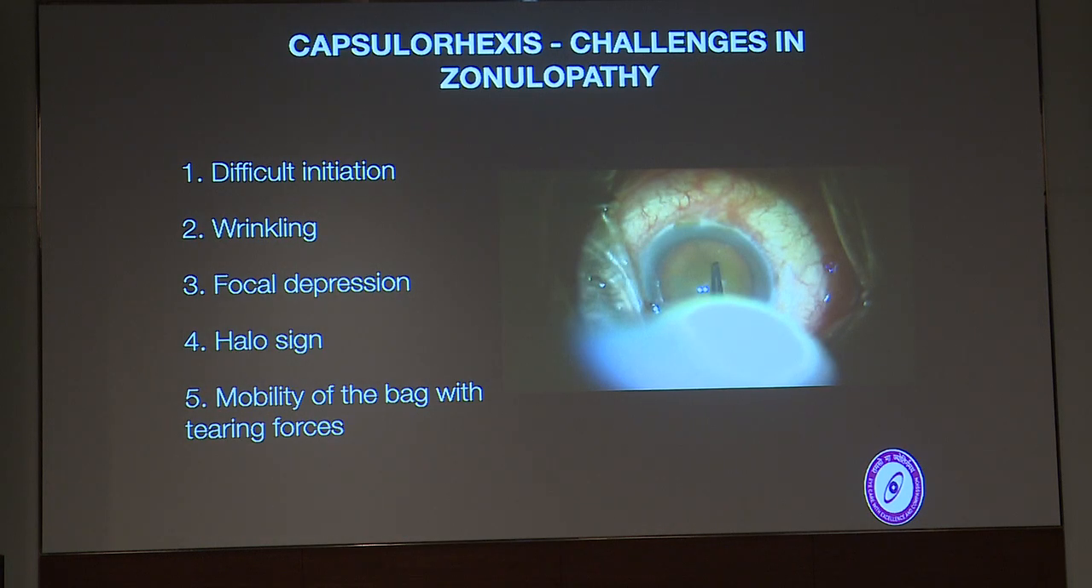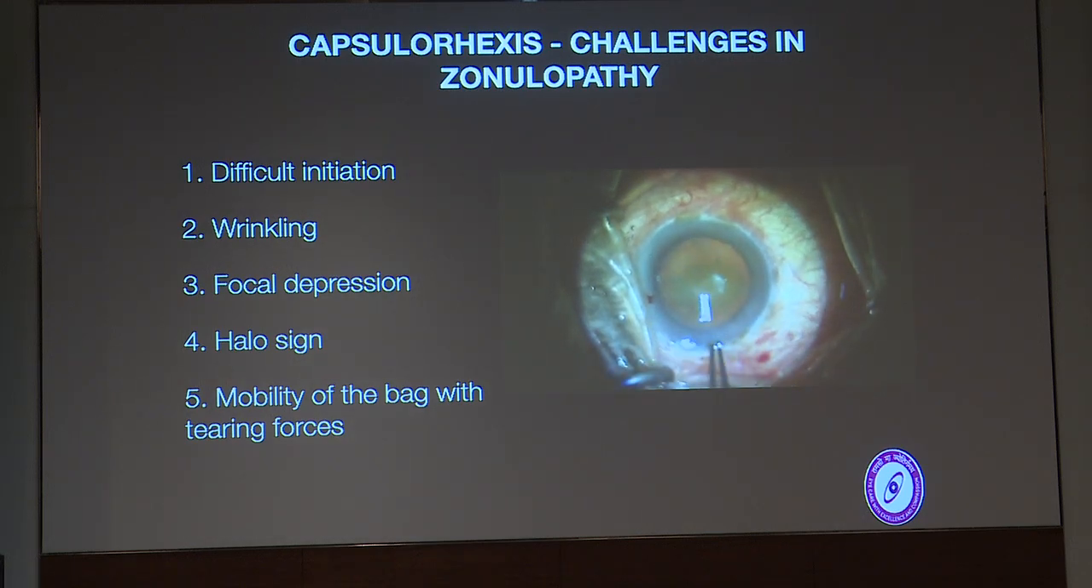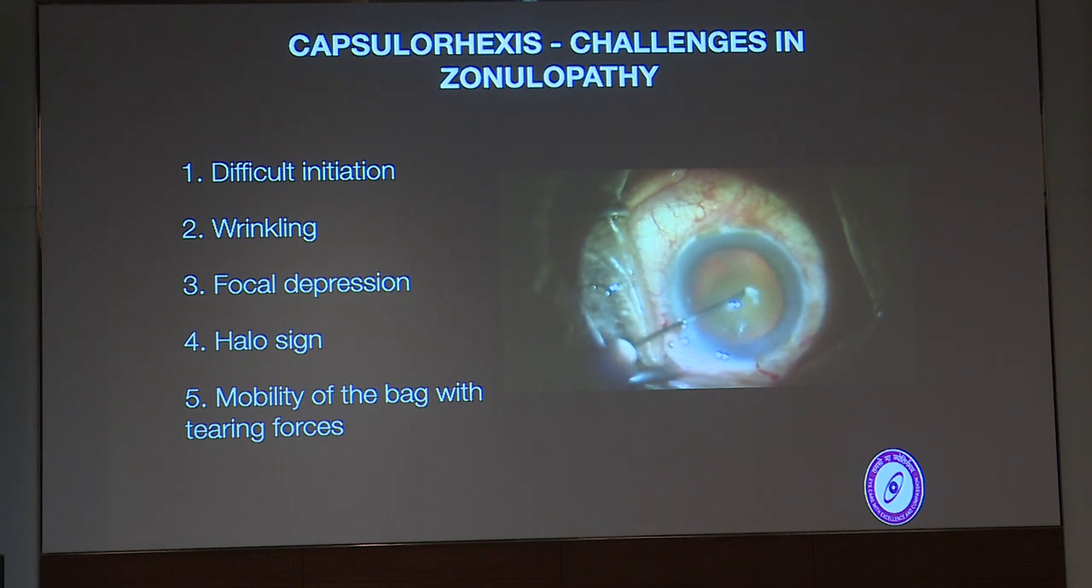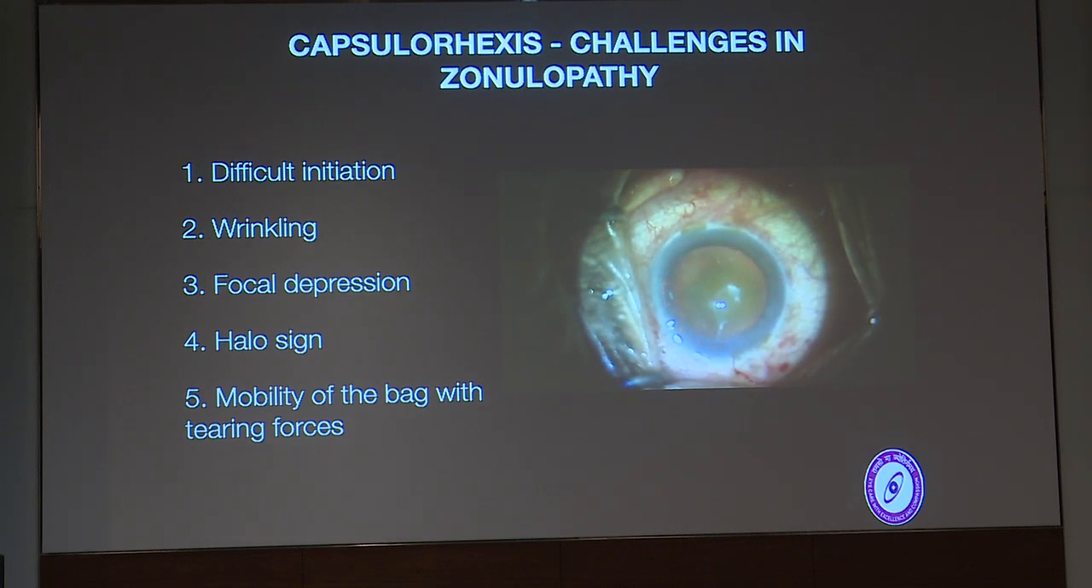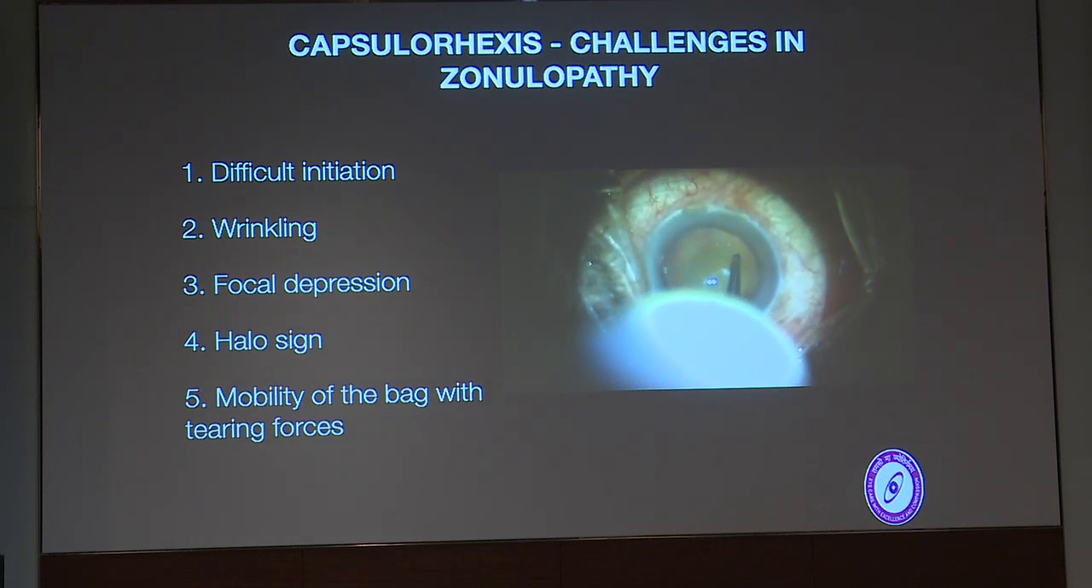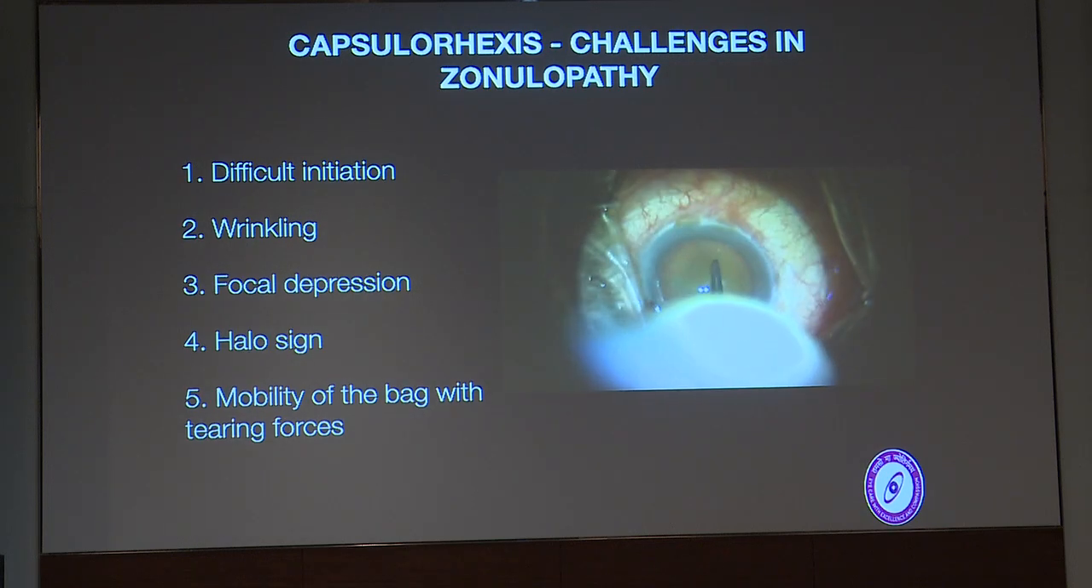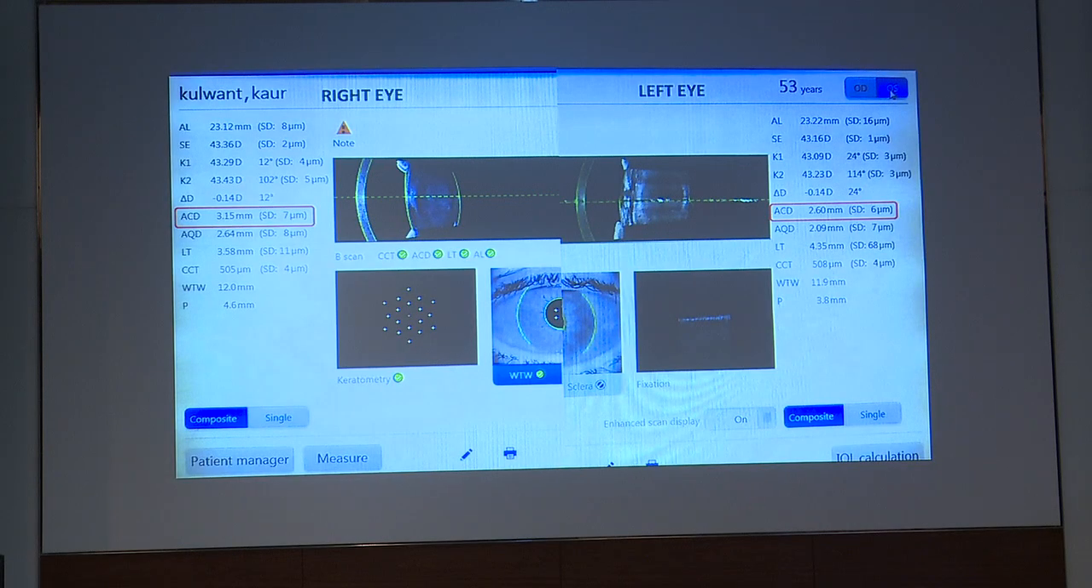Other challenges in capsular access in zonulopathy are a difficult initiation of the rexis, wrinkling, focal depression, halo sign, and mobility of the bag with tearing forces. You can often use a cystitome to make the first initial nick and then continue the rexis. Any difference in the ACD in both the eyes preoperatively should give a suspicion of zonular dehiscence.